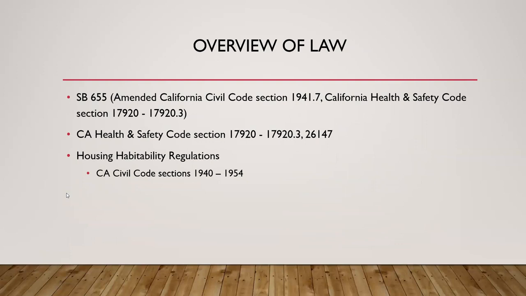Overview of the law. We will be discussing the California Health and Safety Code, sections 17920 through 17920.3 and section 26147. And we'll also be discussing California Civil Code, sections 1940 through 1954.